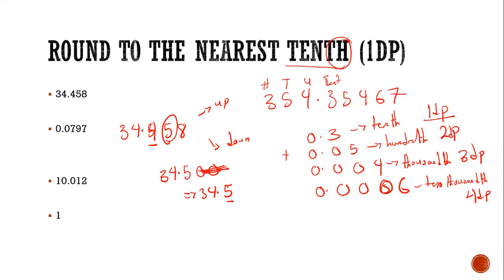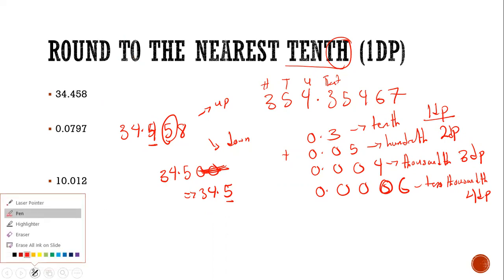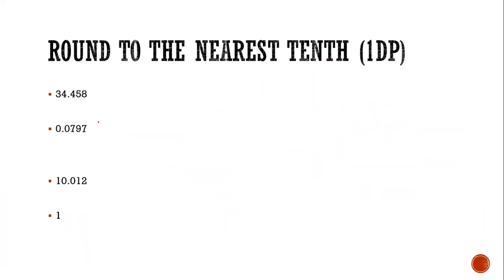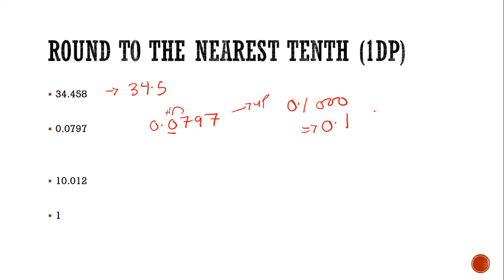All right, let me just erase everything. So this is 34.5. Now I have 0.0797. The nearest tenth, the first decimal place, is a 0. What's the number after the 0? It's 7. Is 7 5 or more? Yes, so we're going to round this up. We're going to add 1 to the 0. This will be 0.1. The rest will be 0, 0, 0. So we just have 0.1, 1 decimal place.